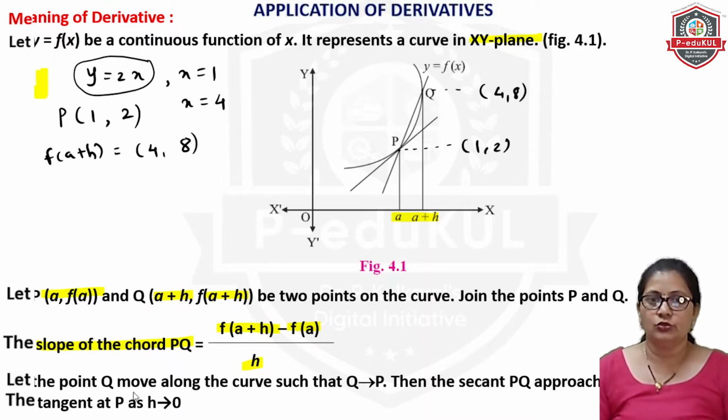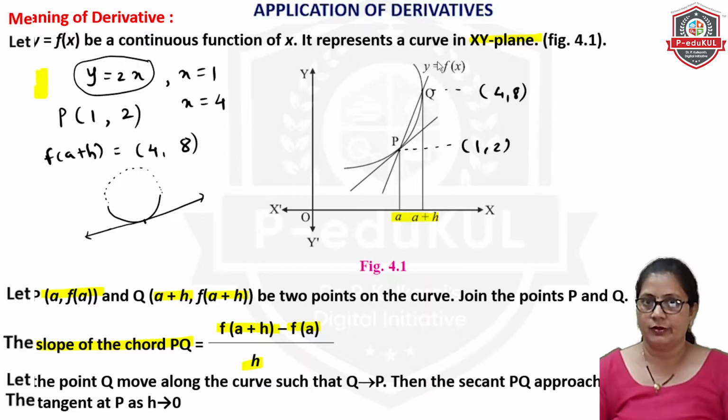Let the point Q move along the curve towards P, such that the secant PQ approaches the tangent at P as h tends to 0. In grade 10 you have seen the definition of tangent. We learned tangent in the case of a circle, correct? If this is a circle, this part will be called an arc. Here we are considering this arc as a graph of any function, and the line touching it is called the tangent.